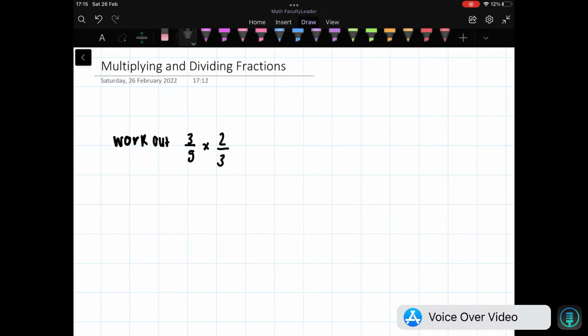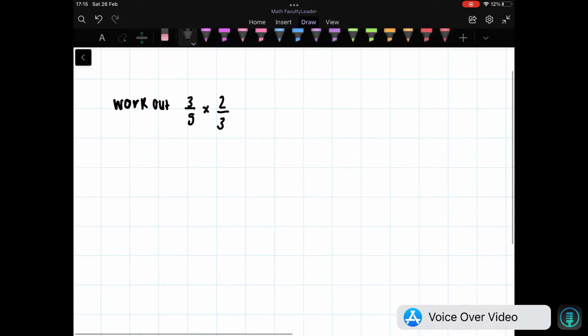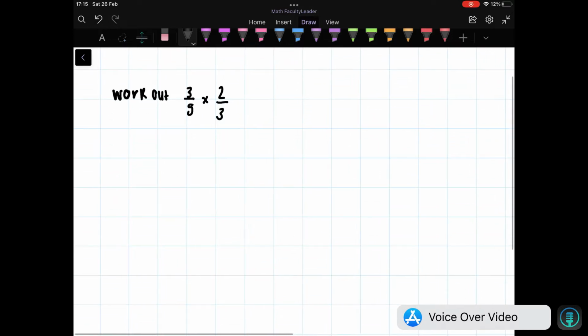Hi, today we are going to be multiplying and dividing fractions. To multiply two fractions together, multiply the numerators together and multiply the denominators together. For our example, we will be doing 3 over 2 times 5 over 3.